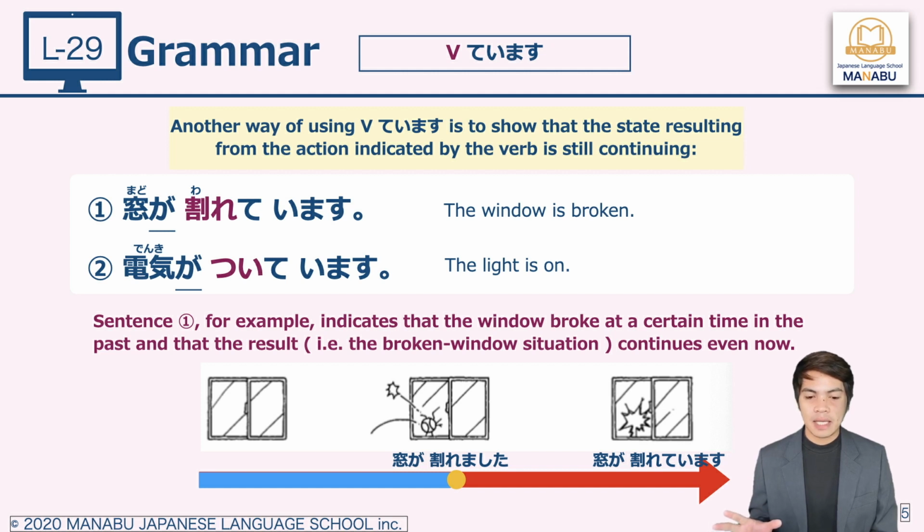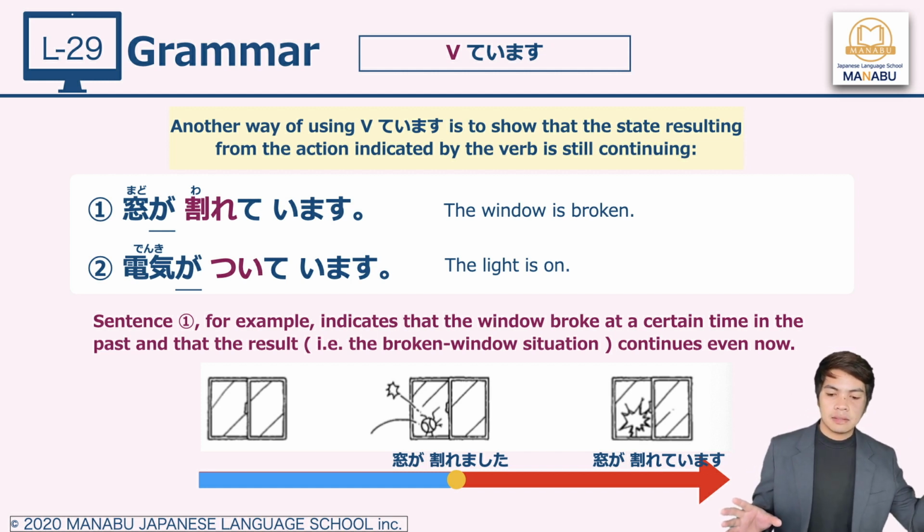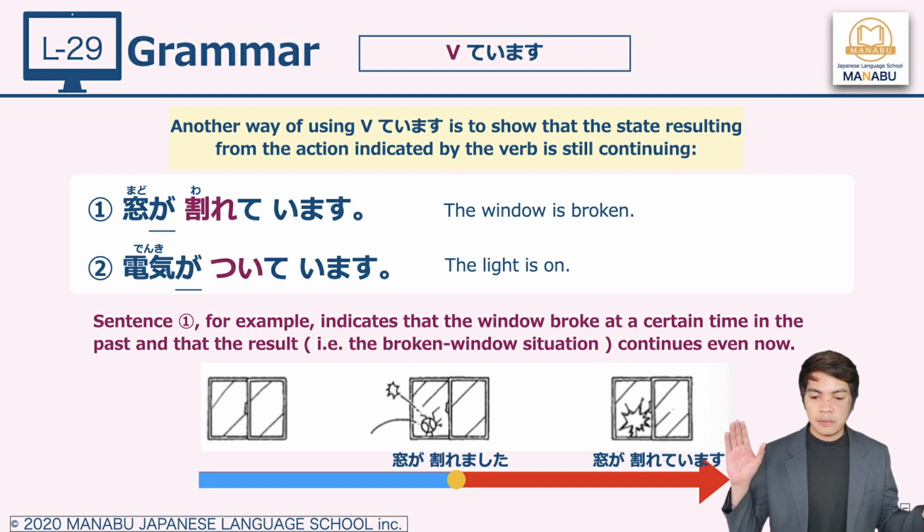Mado ga warete imasu. So as you can see in the illustration below, the picture of the window, then in the next picture, the window is broken. So we will say Mado ga warimashita. Warimashita. So the moment that the ball hits the window and it's broken, warimashita. After that, the next picture, the window is now broken.